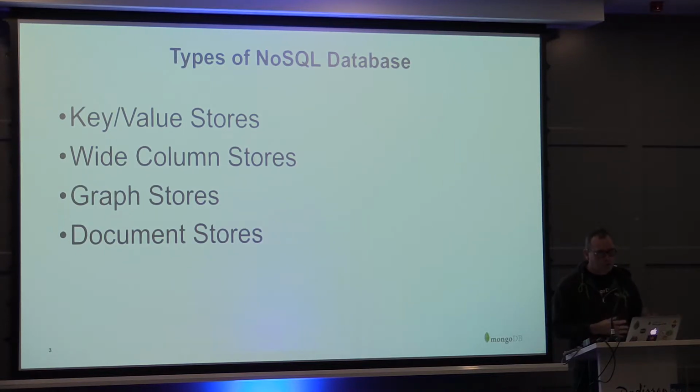I want to give you a quick overview of four types of NoSQL databases: key value stores, wide column stores, graph stores, and document stores. MongoDB is a document store, but I think understanding how these others work allows you to position MongoDB and lets you understand where and when it might be appropriate for you to use.